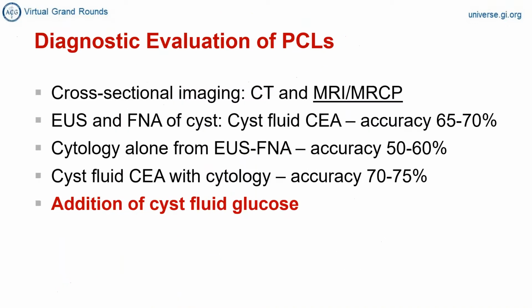Now, these guidelines are helpful in risk stratification of these cystic lesions. You have a patient with a pancreatic cyst, you do standard of care imaging, you apply these guidelines, and you're trying to figure out what to do with the cystic lesion. Now, cyst fluid glucose has re-emerged as a very potential and strong marker in differentiating cysts into mucinous versus non-mucinous lesions.